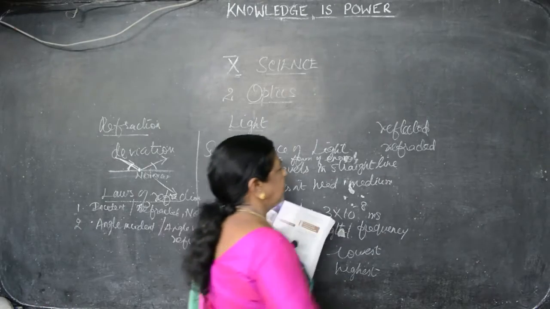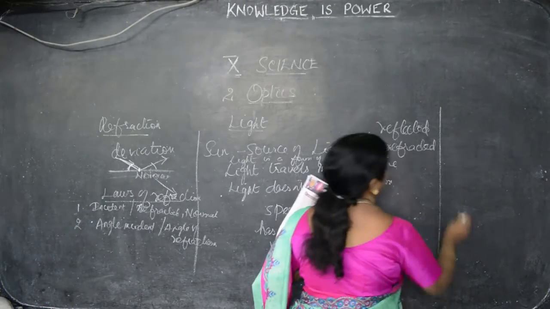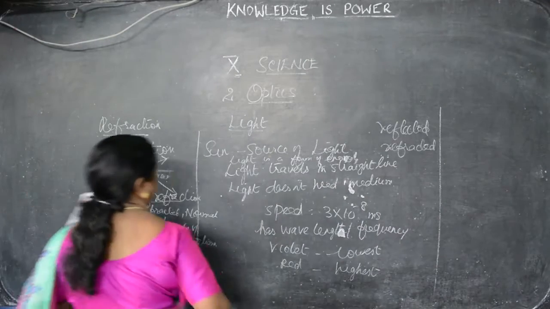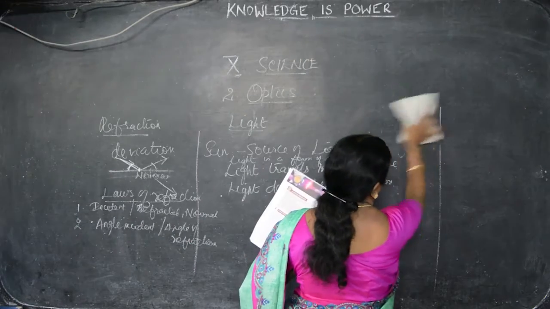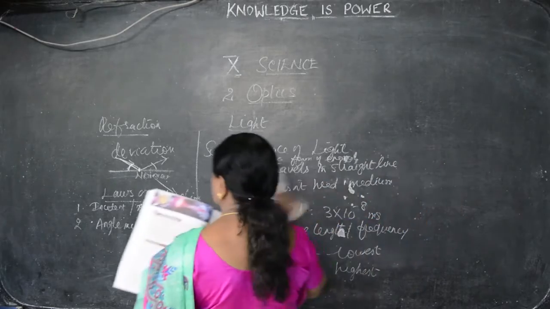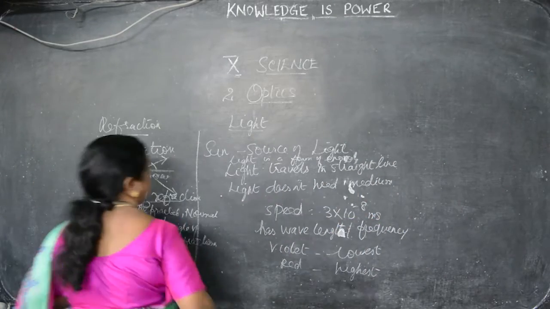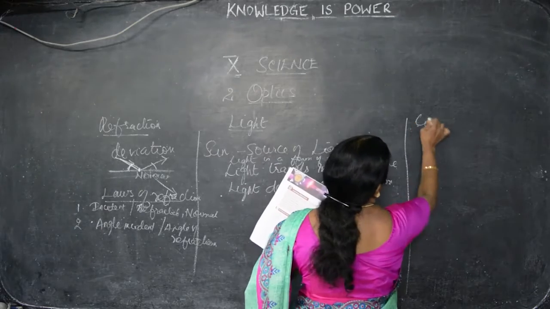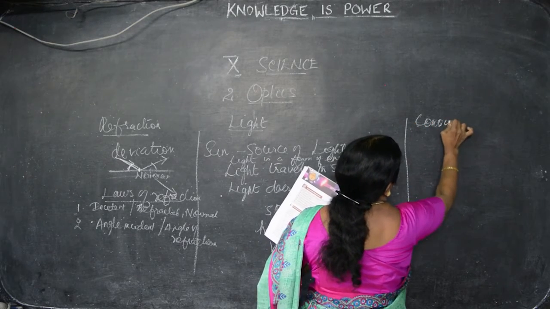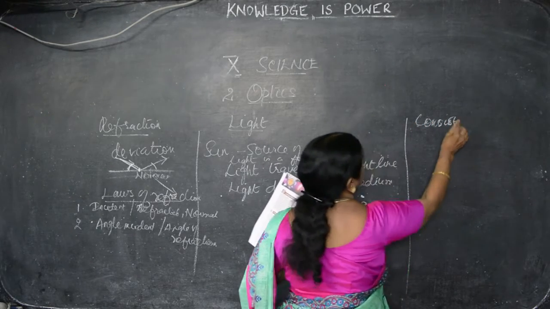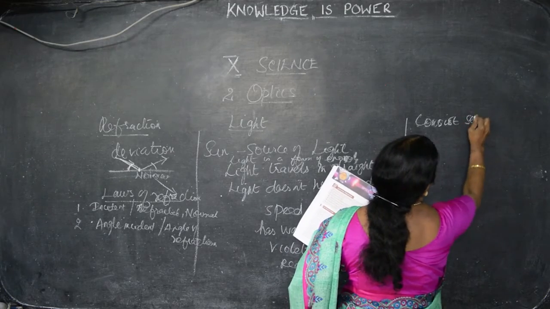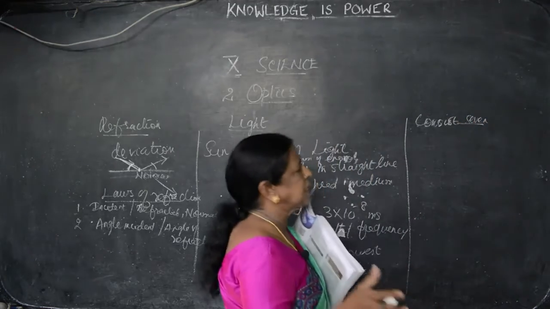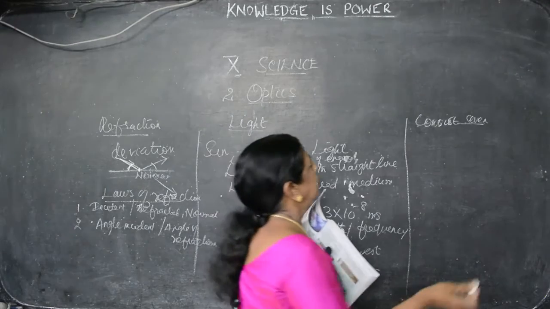Now, we have to see what a spectrum is. White light consists of 7 colors. During the rainy season you can see the rainbow. So, white light consists of 7 colors. When all the colors are dispersed in a medium, that is known as what? A spectrum.